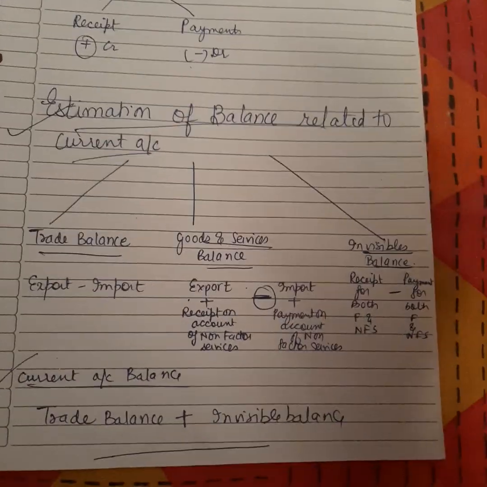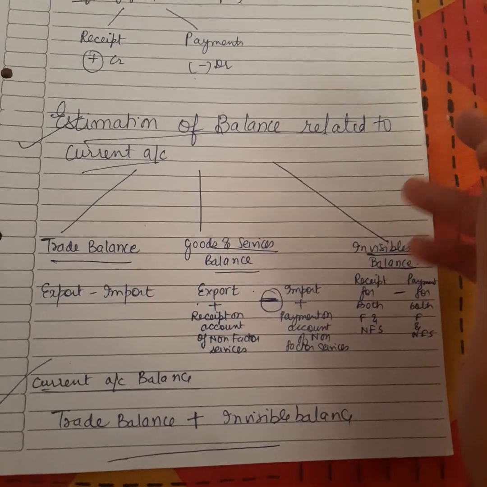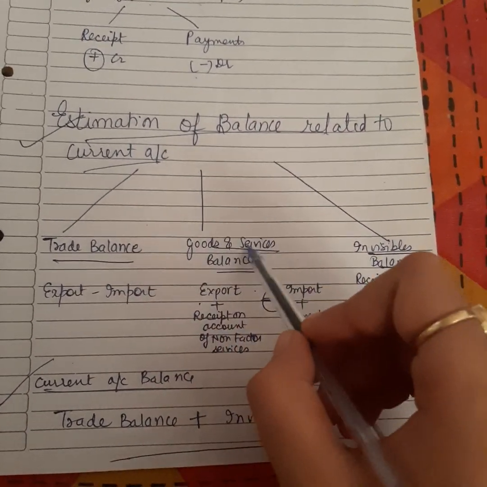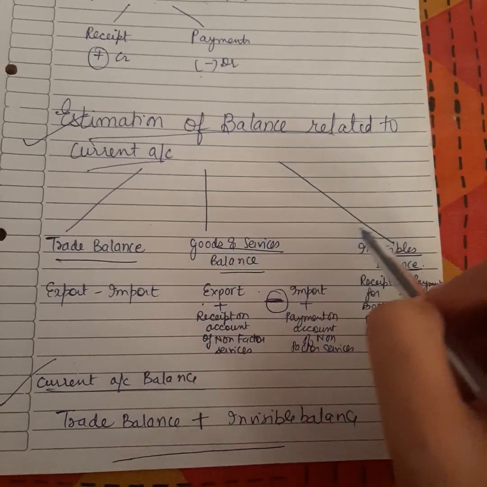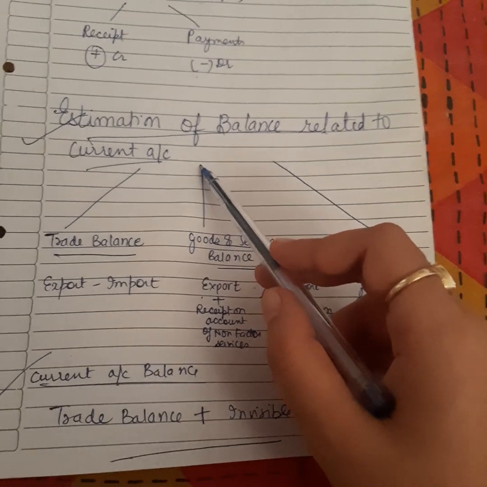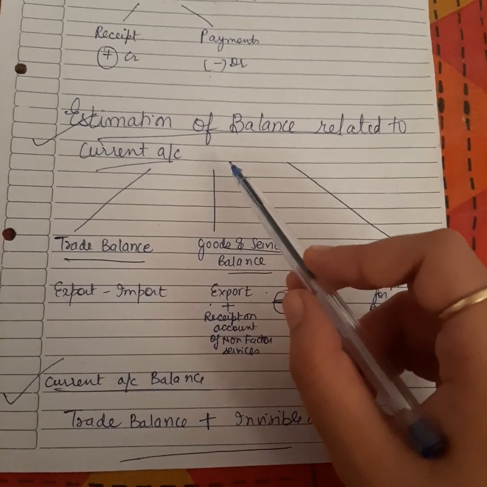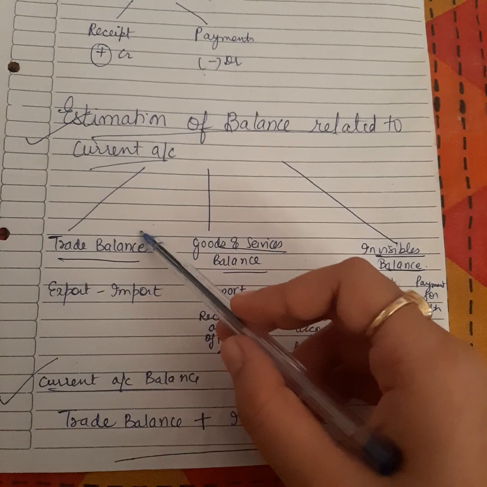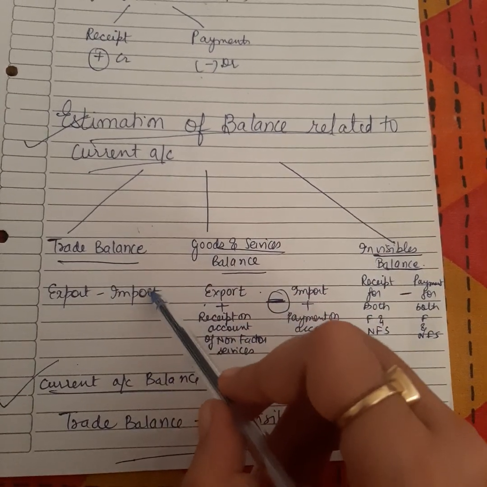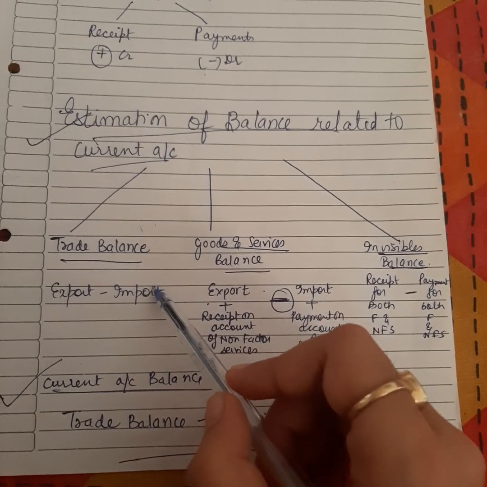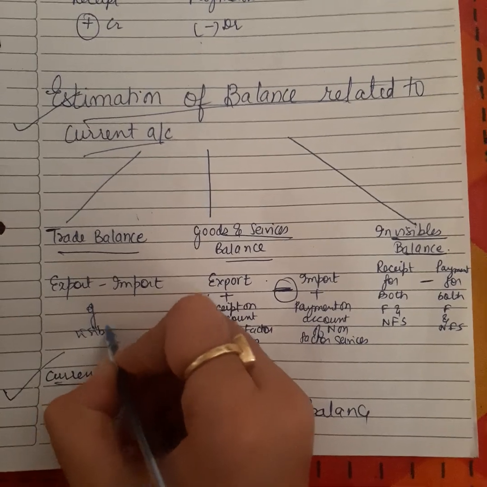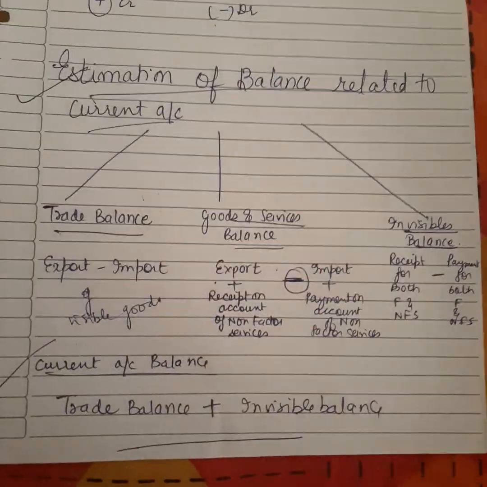How do you calculate balance related to the current account? First of all, there are three terms that we need to understand before calculating balance related to the current account. So the first being trade balance. How do you calculate trade balance? Trade balance is calculated as export minus import of visible goods only.